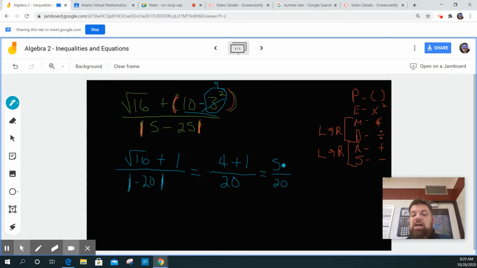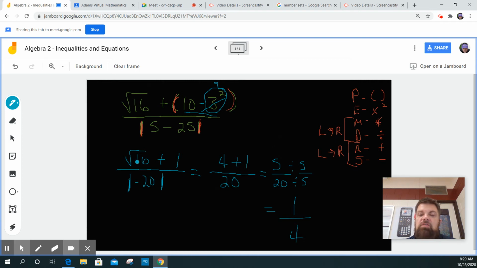I notice that 5 and 20 are divisible by 5, so I'm going to divide the top by 5. And with fractions, whatever you do on the top of the fraction, you also have to do to the bottom. 5 divided by 5 is 1. 20 divided by 5 is 4. Now, the only way I can get that is I had to follow this order of operations.